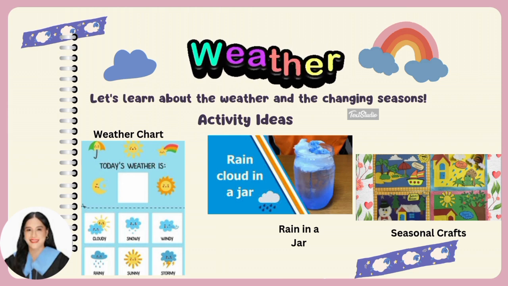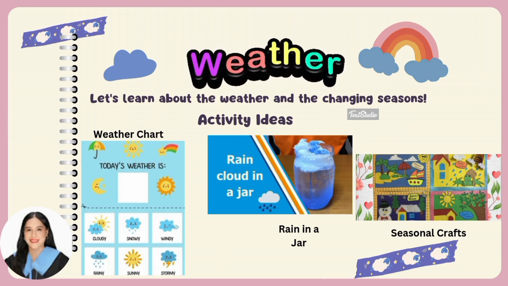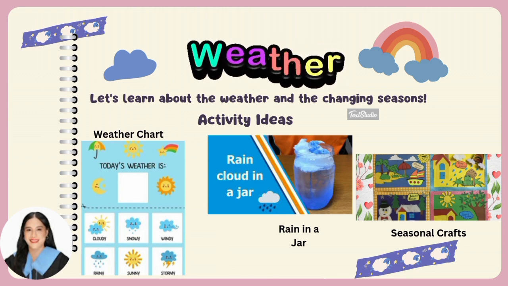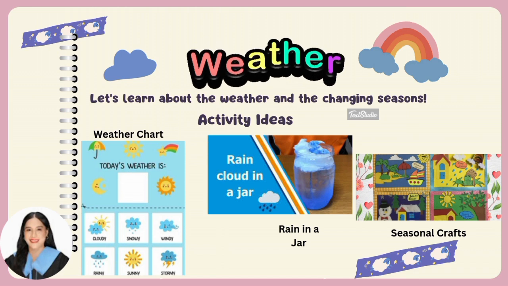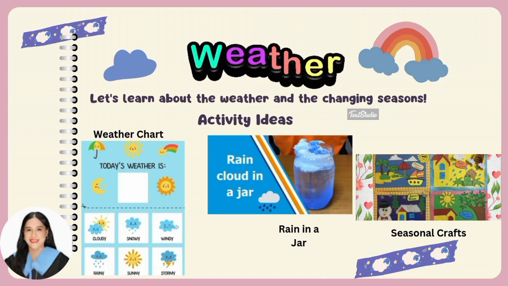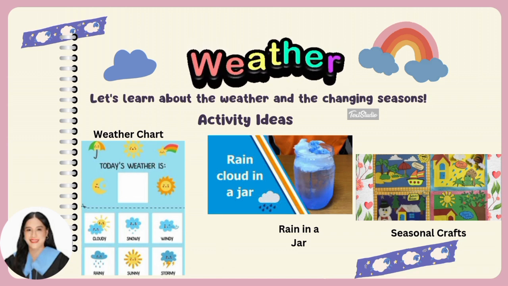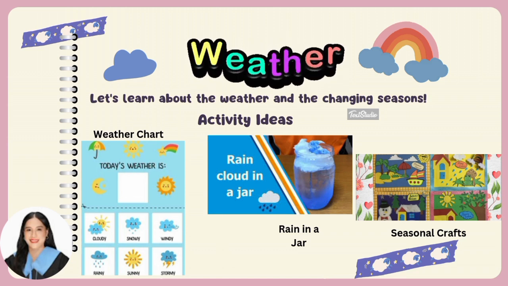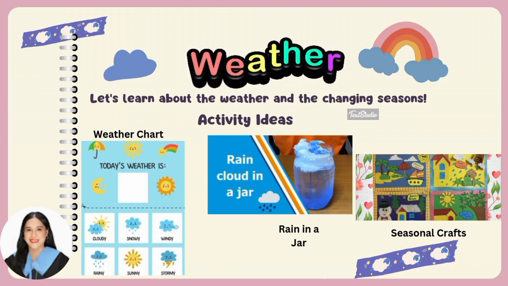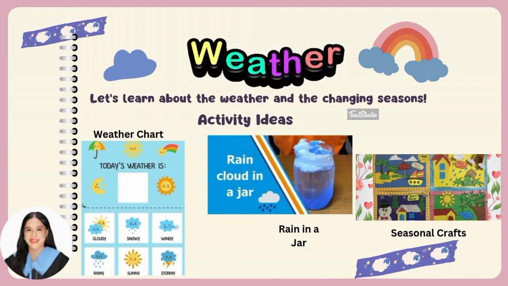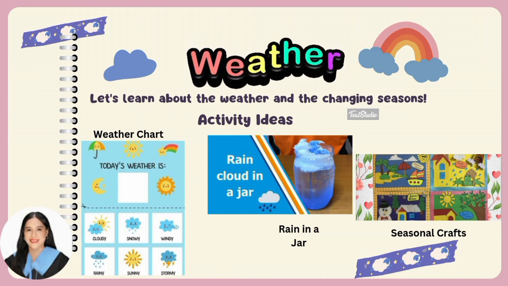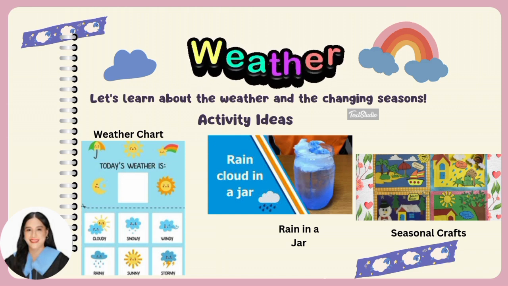So you are going to show children how clouds form and produce rain. Fill a jar with water, spray some hairspray inside, and show how the cloud produces rain when cold. Next activity would be seasonal crafts. You are going to make simple crafts that represent a different season, snowflakes for winter, flowers for spring, and you're going to talk about what happened during each season.